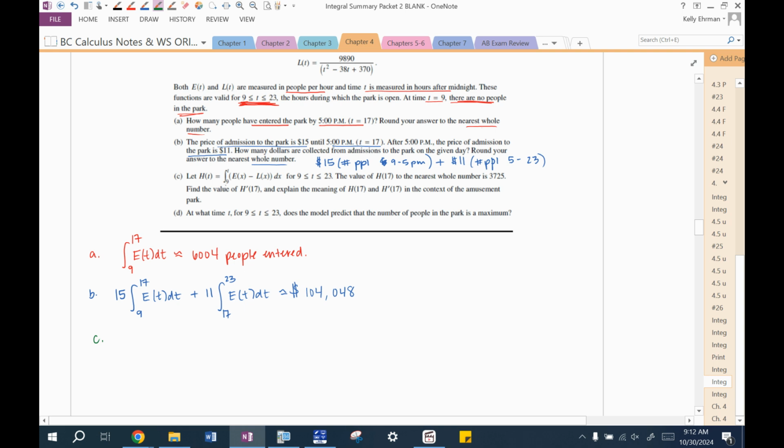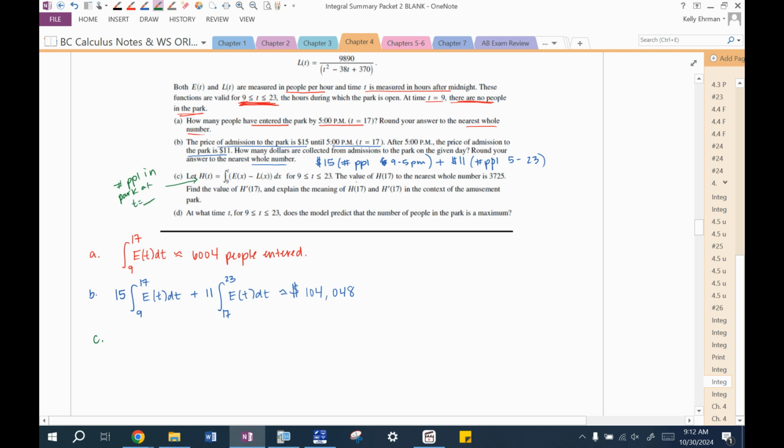Part C. Let h of t equal the integral of, so this is the difference. You're integrating the difference and it'll end up being the number of people entering minus the number of people leaving. So h of t is the number of people in the park at any given hour.